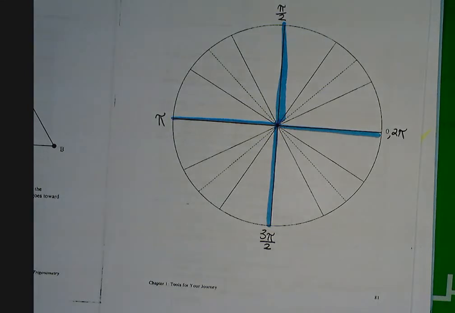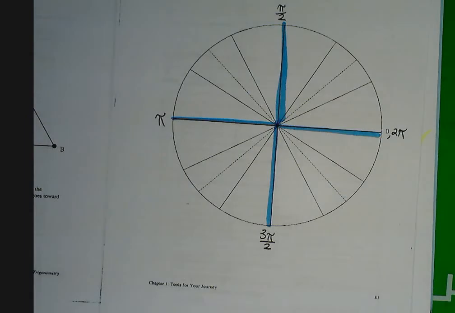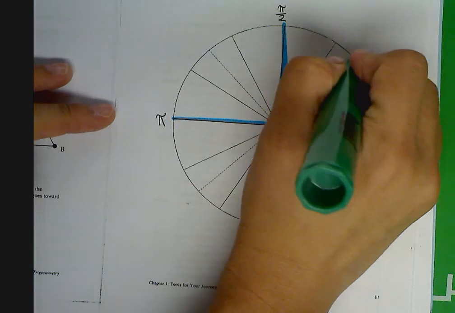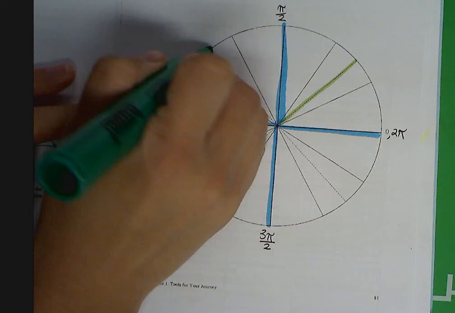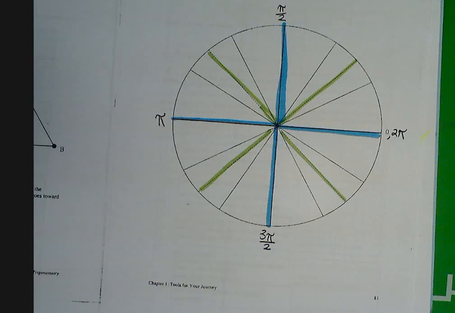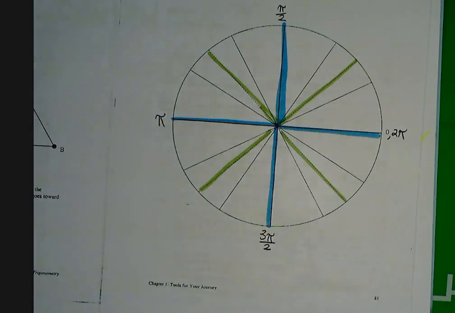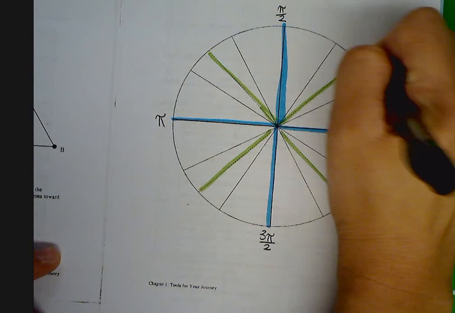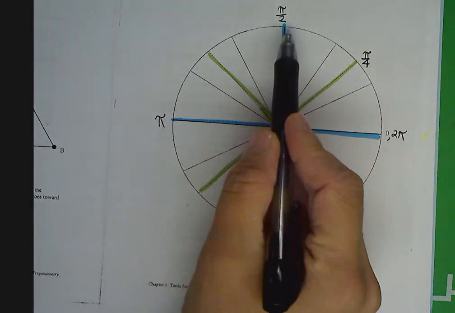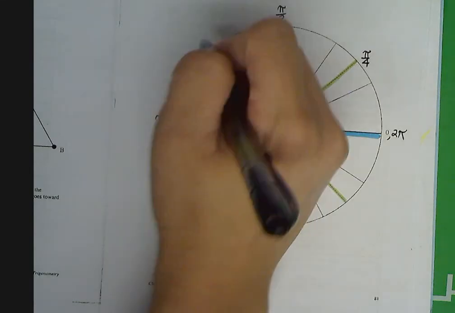All right, let's take another color and let's do in terms of what? Fourths? Should we walk around in terms of fourths? So that's the dotted line, right? So we're cutting the circle in terms of what? Pi over 4. So this is 1 pi over 4. This is 2 pi over 4, but it already has a name. What is it? Pi over 2. And then this is 3 pi over 4.